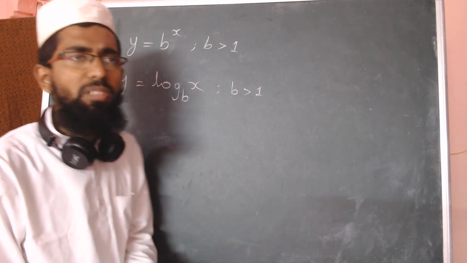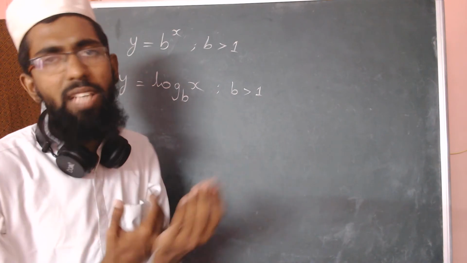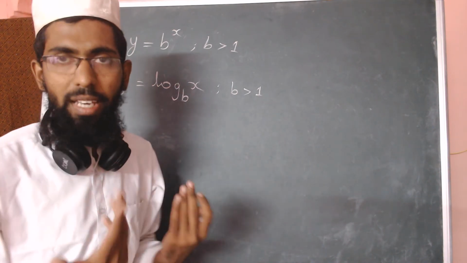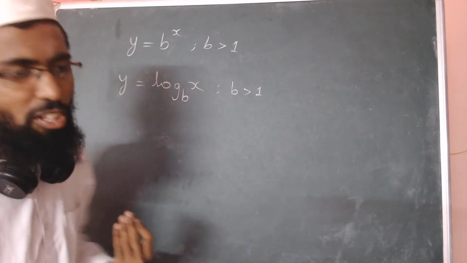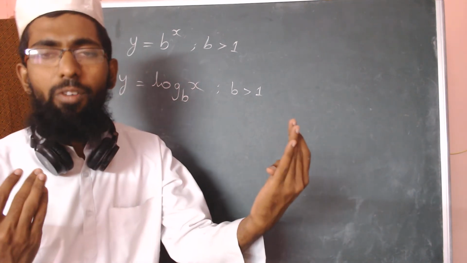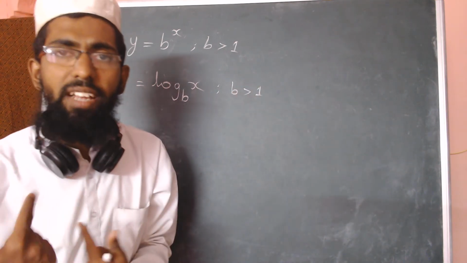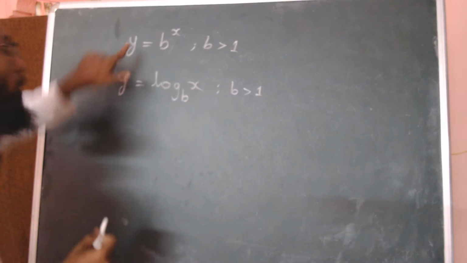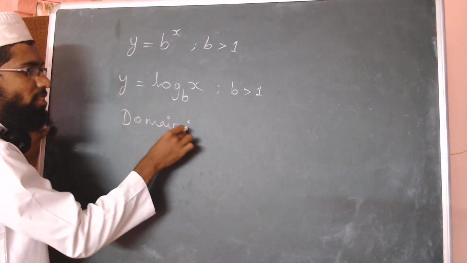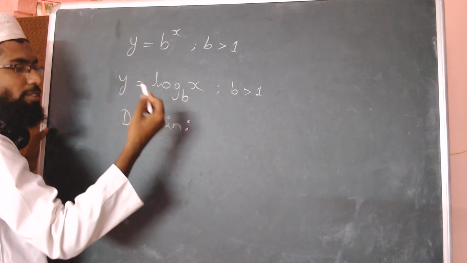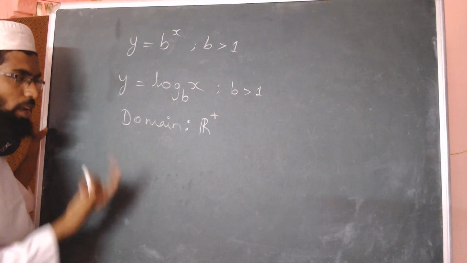So what happens with an inverse? The domain and range get swapped, in most cases, not in all cases. If we want to find the domain and range of an inverse function, we change the range to the domain. We write the domain as the range. What is the domain of this logarithmic function? The domain of the logarithmic function is the range of the exponential function. What is the range of the exponential function? R plus. So that is the domain of the logarithmic function.